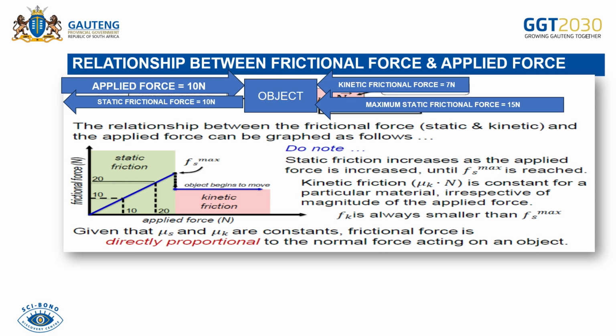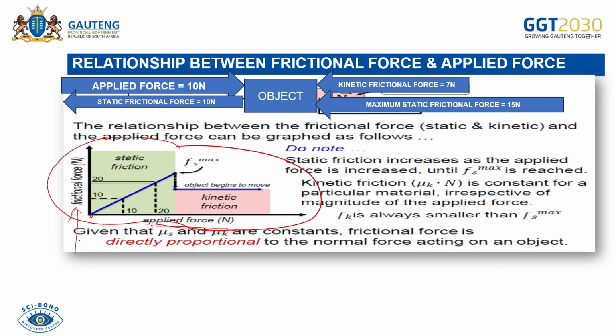So let's look at this graph. You are applying a force here. A force of 0 newtons. Even the frictional force is going to be 0 there. You apply a force of 10 newtons. Can you see that this is force applied? So what is your dependent variable here? It is frictional force. Your independent variable is what?